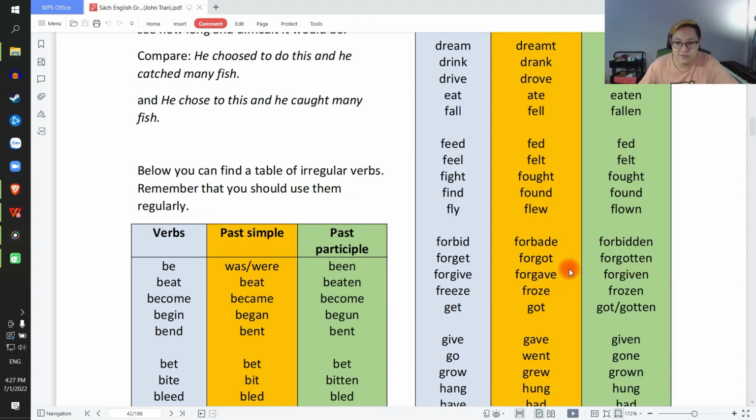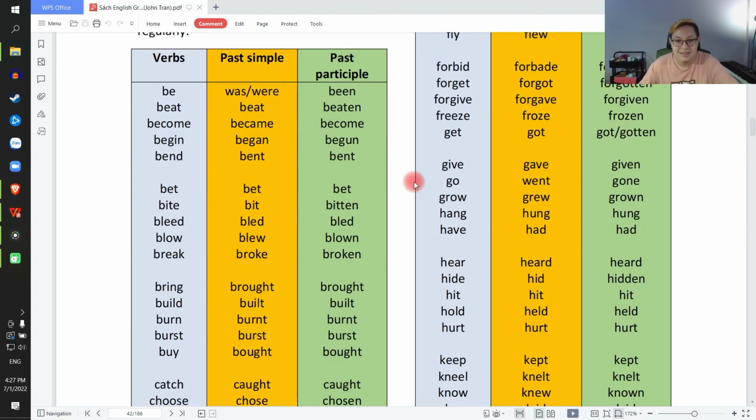Forgive, forgave, forgiven. Freeze, froze, frozen. Get, got, got, or get, got, gotten. Give, gave, given. Go, went, gone. Grow, grew, grown.